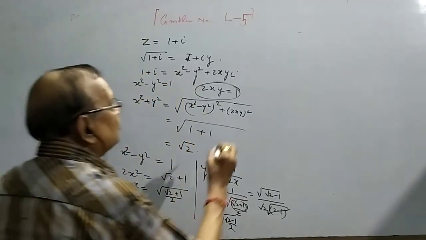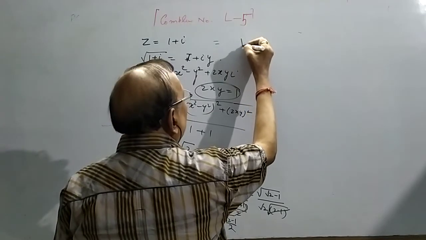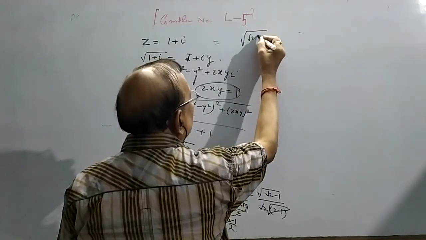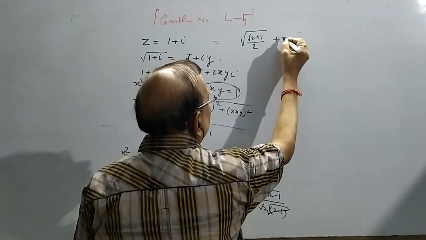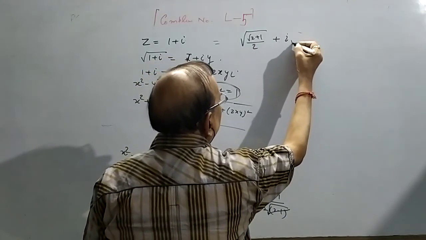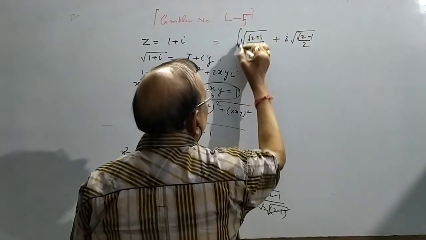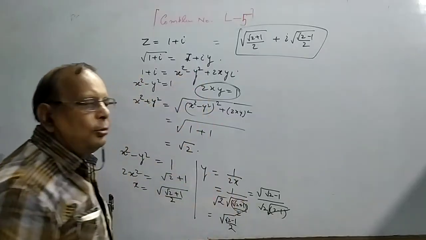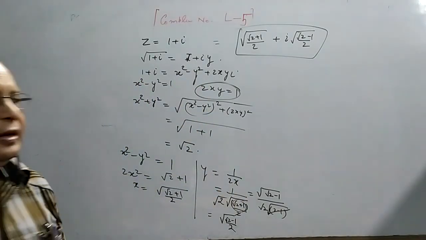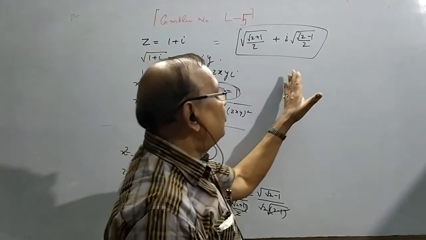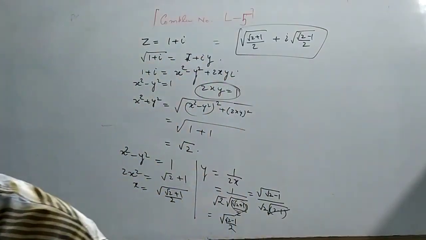You may write the square root of this as equal to root (root 2 plus 1) upon 2 plus i into root (root 2 minus 1) upon 2. However, it seems complicated as it is irrational, but we should not back out.